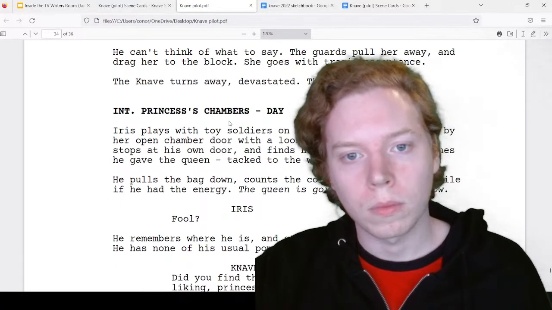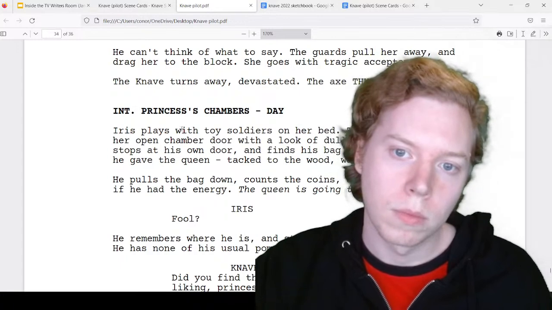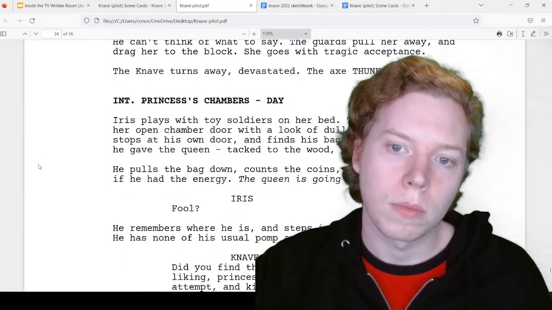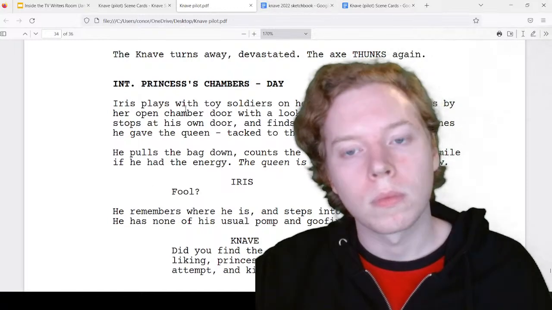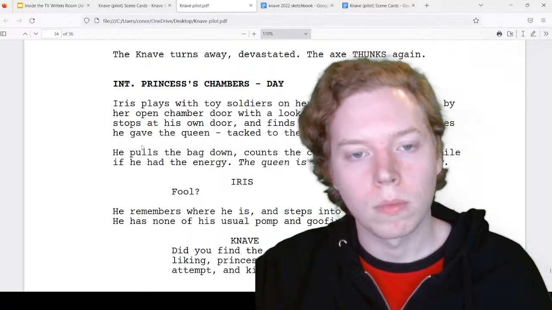The guards pull her away and drag her to the block. She goes with tragic acceptance. The knave turns away, devastated. The axe falls again.